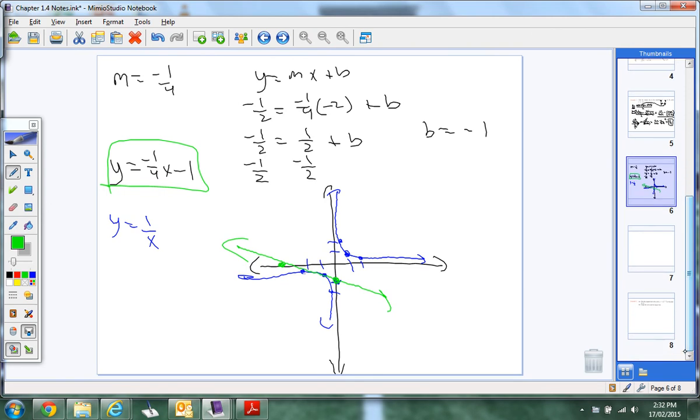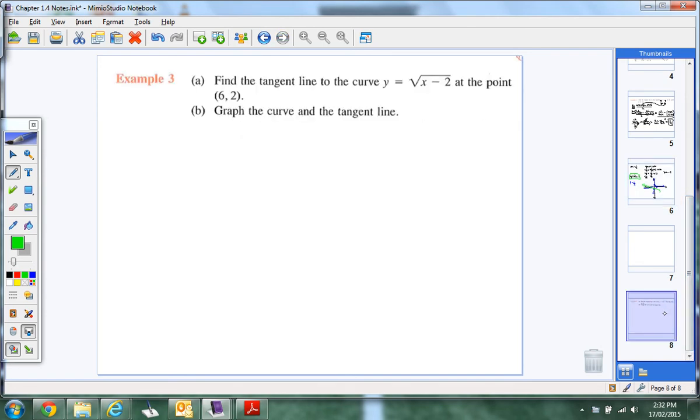Okay. Oh, I did a picture here. All right. So that was example 3. Okay. So now we're going to look at: find the tangent line of the curve y equals root x minus 2 at the point 6, 2. Graph the curve and the tangent line. Oh, there's only 3. I thought there was 4 examples. It's the last example, so that's good. Okay. So how about this? I'm going to let you guys try this.